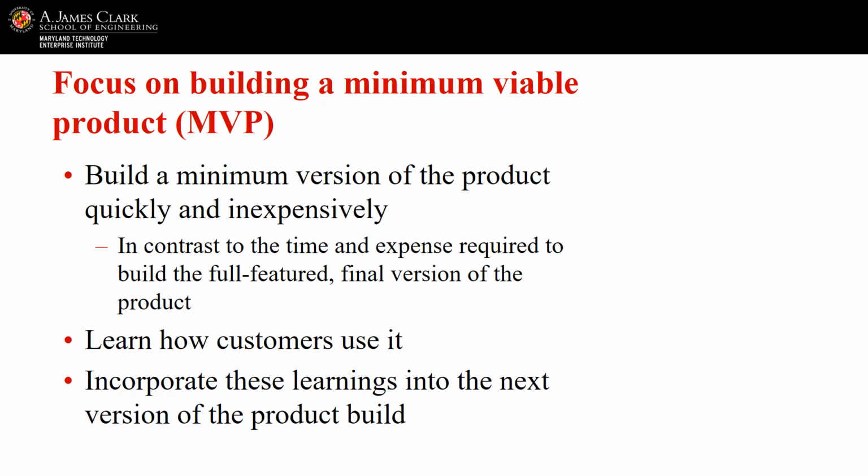For Agile to be truly effective, you need to embrace the lean principles previously discussed, particularly building a minimum viable product rather than the fully featured product. In other words, build something small as quickly as possible, learn from it, and then iterate in the next cycle.